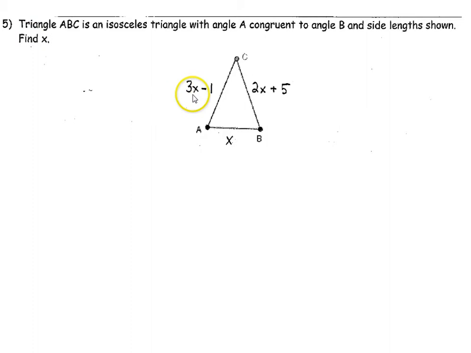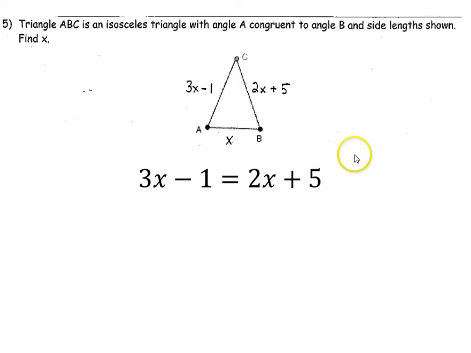Well, we know that this right here, 3x minus 1, side AC, is the same length as 2x plus 5, because it's an isosceles triangle. So if we're going to solve for x, we can then say that 3x minus 1 is equal to 2x plus 5, because these two things have to be the same, because it's an isosceles triangle. Once we have this set up, we are in a position to solve for x.